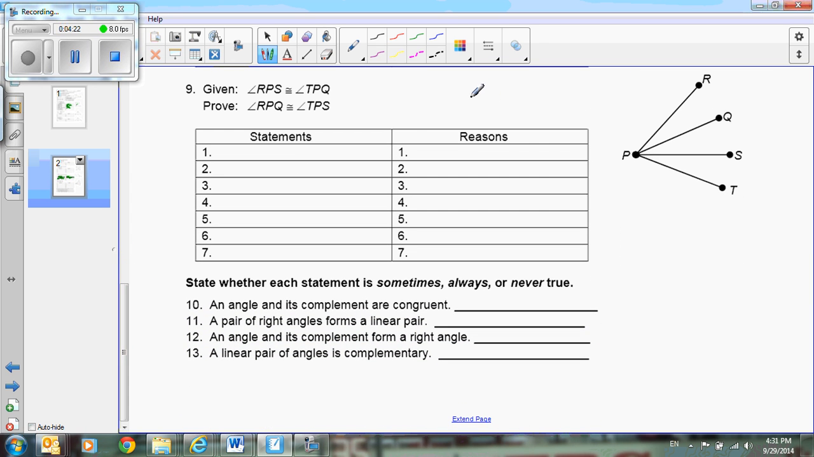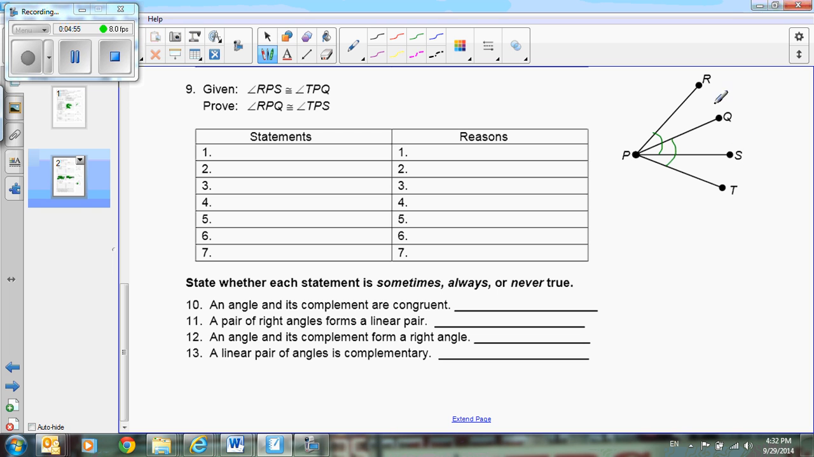Okay, number 9, what are we given? We were given that angle RPS, that's this angle right here, is congruent to angle TPQ. So I'm going to put one arc on RPS, and then I'm going to put one arc on angle TPQ because we are given that those two angles are congruent to each other. So given that, we're going to prove that angle RPQ is congruent to angle TPS.